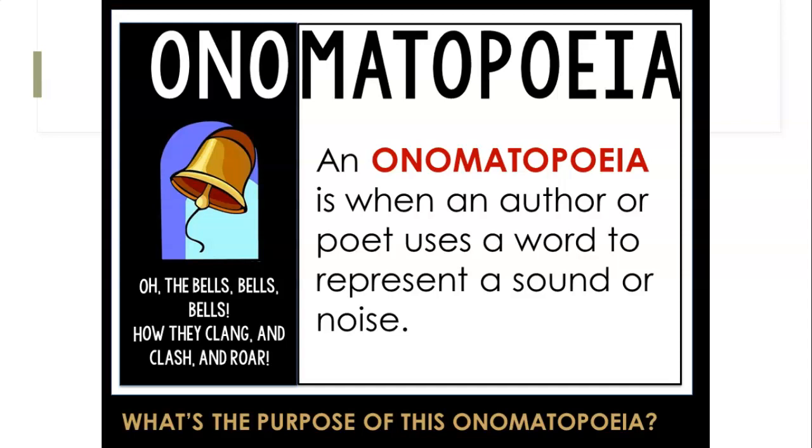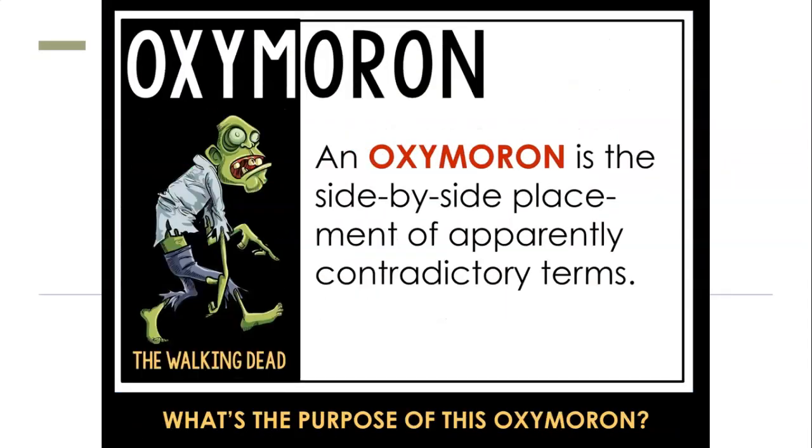Clash, clang, roar. An oxymoron is the side-by-side placement, so you see them side by side, of apparently contradictory terms. Remember, contradictory means opposite. So, the side-by-side placement of apparently contradictory or opposite terms. Walking dead: the dead should not walk. So those are opposite, but they have a special meaning when you put them together. Jumbo shrimp: those two words are opposite, but they mean something when you put them together.